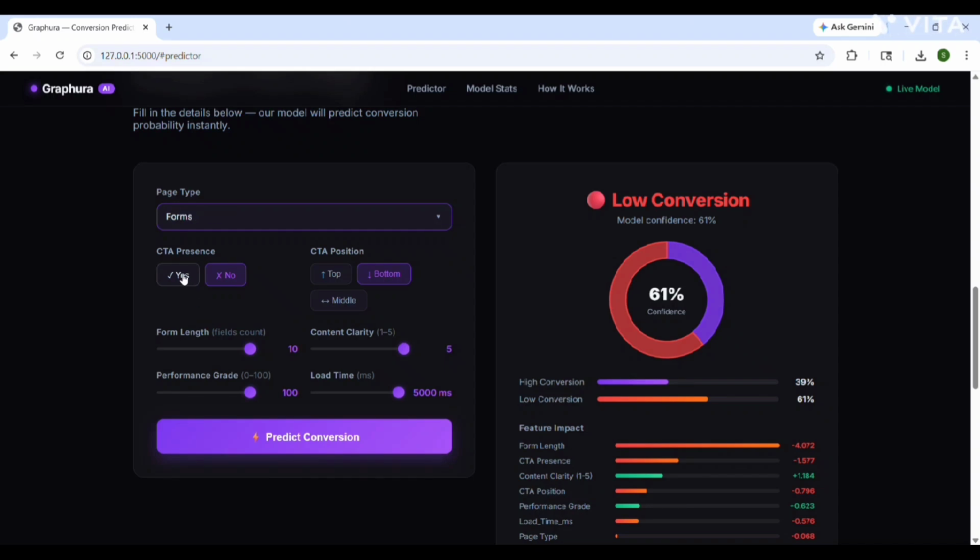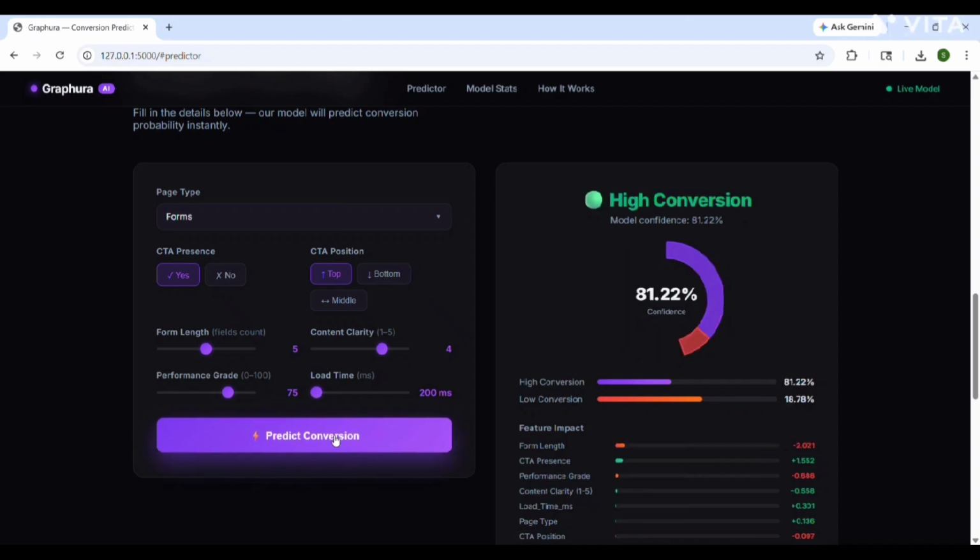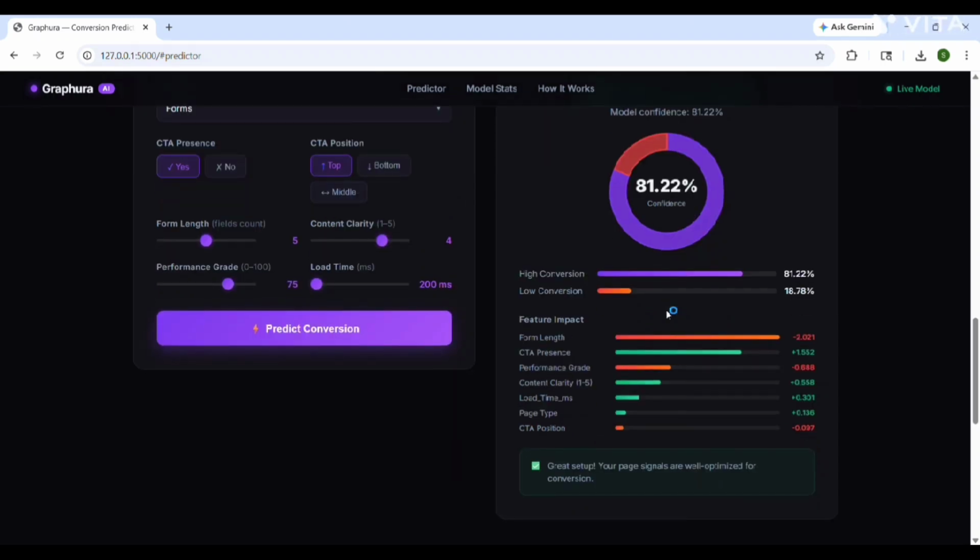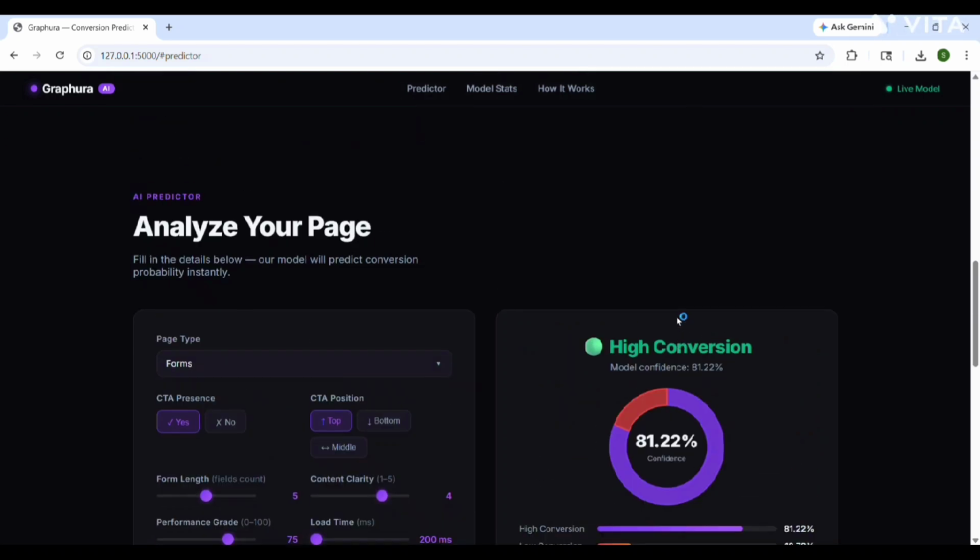So if we take the forms and our CTA presence, yes, the CTA position is top, the form length is 5, the content clarity is 4, and the performance grade is 75. The load time is 200. Now if we predict our conversion, we get high conversion, which is 81.22%. So it signifies that our page is well optimized for the conversion.